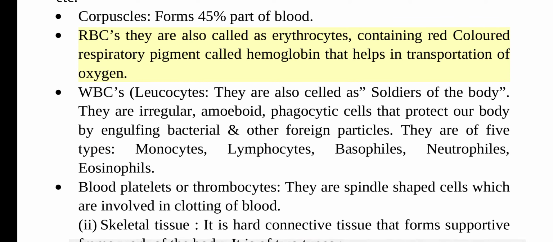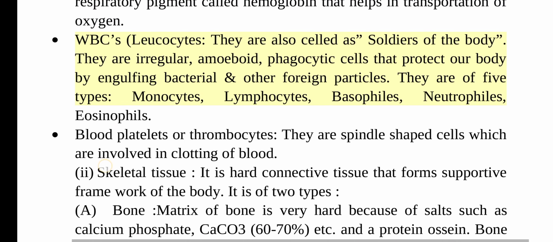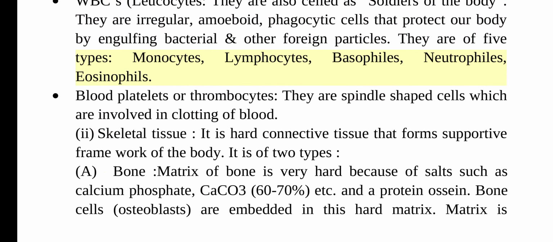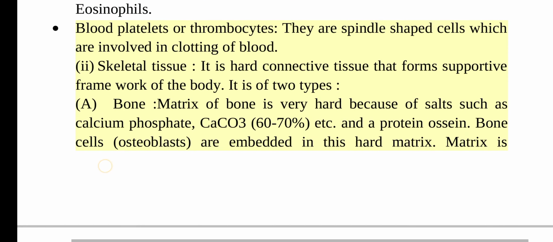RBCs, also called erythrocytes, contain a red-colored respiratory pigment called hemoglobin that helps in transportation of oxygen. WBCs, leukocytes, are also called soldiers of the body. They are irregular, amoeboid, phagocytic cells that protect our body by engulfing bacteria and other foreign particles. They are of 5 types: monocytes, lymphocytes, basophils, neutrophils, eosinophils. Blood platelets or thrombocytes are spindle-shaped cells which are involved in clotting of blood.